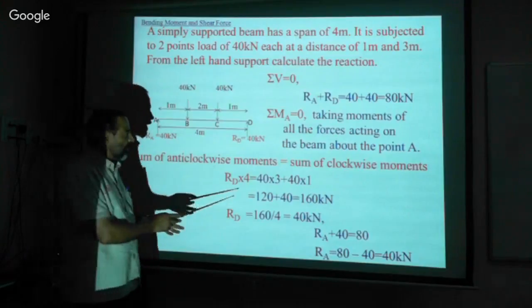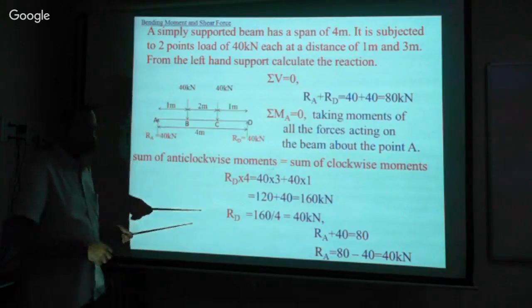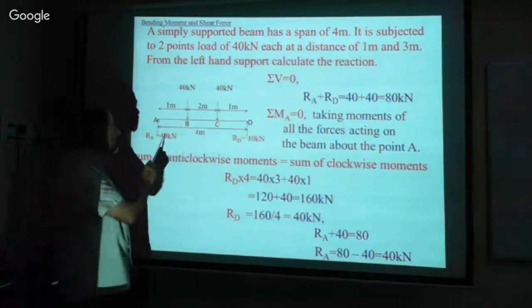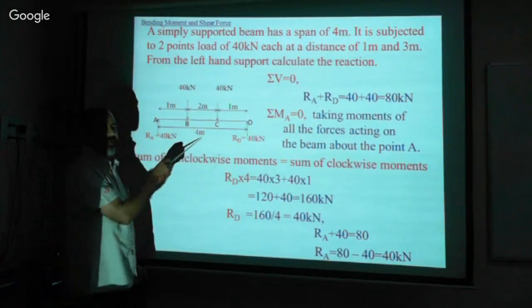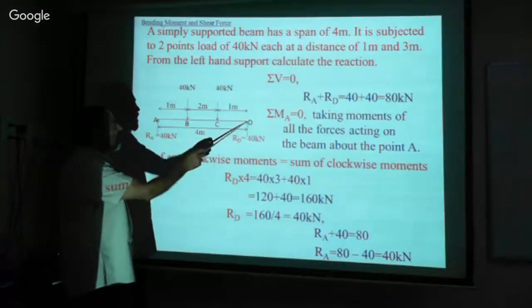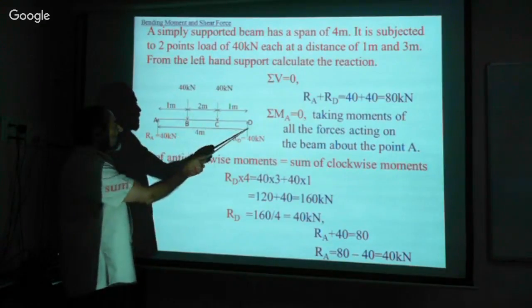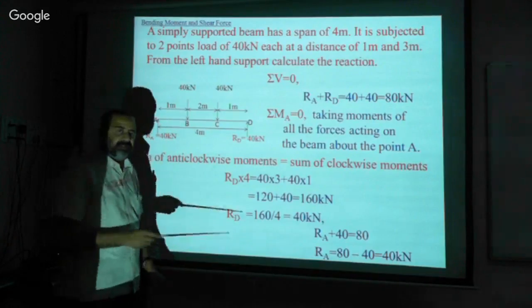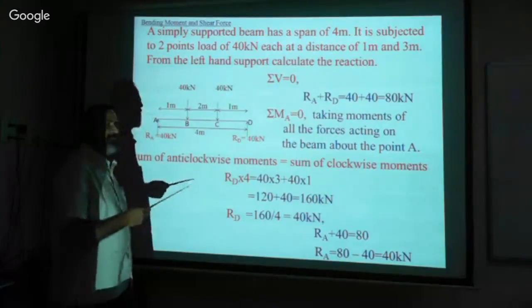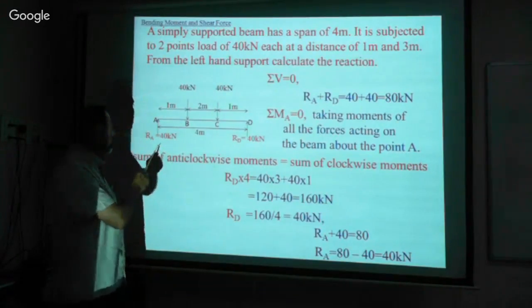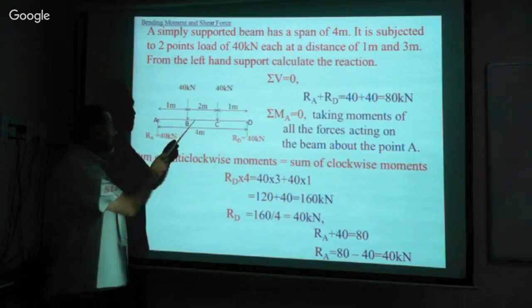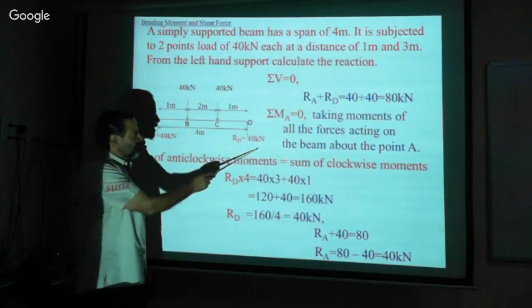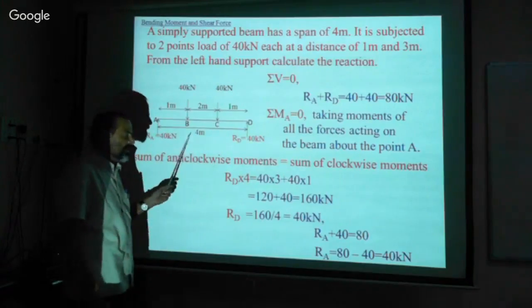Now, it is not necessary to do all these exercises. Strictly speaking, if you are eligible, you can understand. This beam is symmetrically loaded. The loads are at equidistant from the supports. From here it is 1 meter, from here it is 1 meter. Therefore, the beam is symmetrically loaded. When the beam is symmetrically loaded, then straight away we can write down RA is equal to half of the load. Total load is resisted by the supports, and half of the load is resisted by this support. That is how we can calculate the reaction.